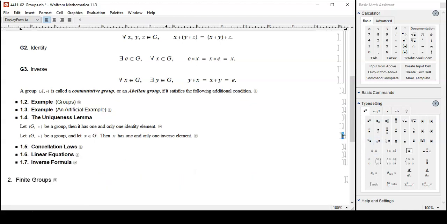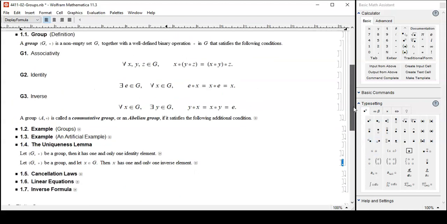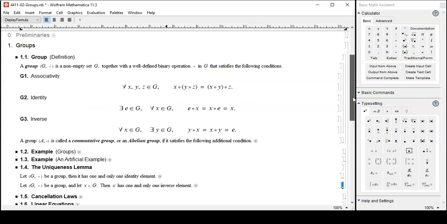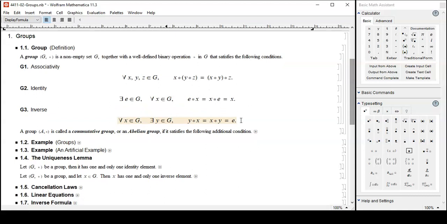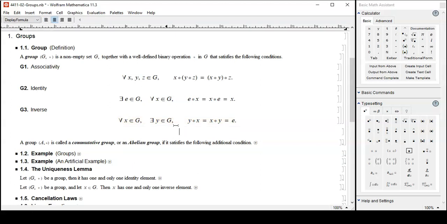But in any case, uniqueness is important. Because we established the uniqueness, you can finally call it the identity. And then we can call it the inverse of x. And furthermore, we can represent y in terms of x. This y can be written as x inverse like this.